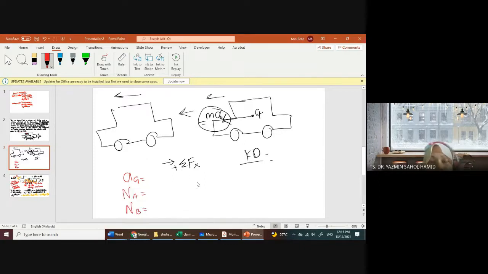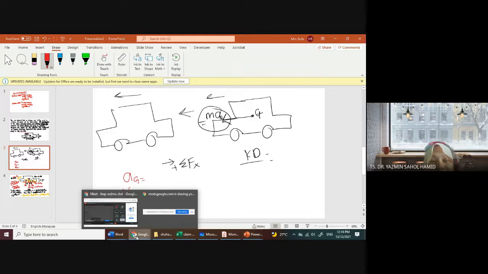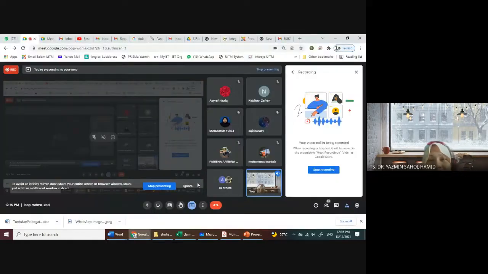Siapa tu buka mic? Cakaplah. Jangan cry-cry. Kadang-kadang dengar bunyi mic tu buka. Siapa? Nabihan? Nabihan?